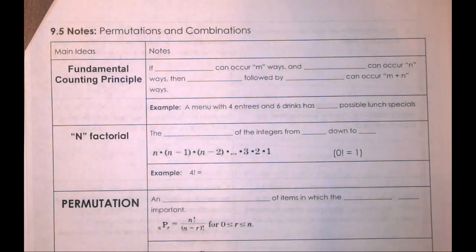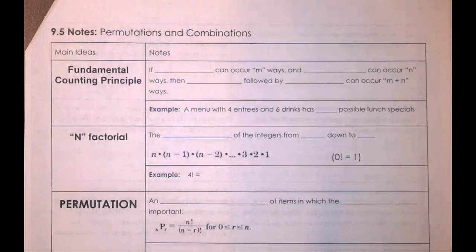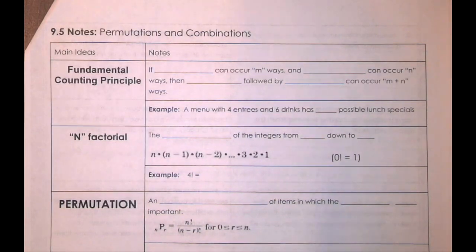Today we're talking about permutations and combinations. We're continuing our unit on probability, and we're looking at counting methods because we have to find the number of ways that you can choose objects from different sets. You can't find the probability if you don't know the total sample space, the total amount of outcomes.